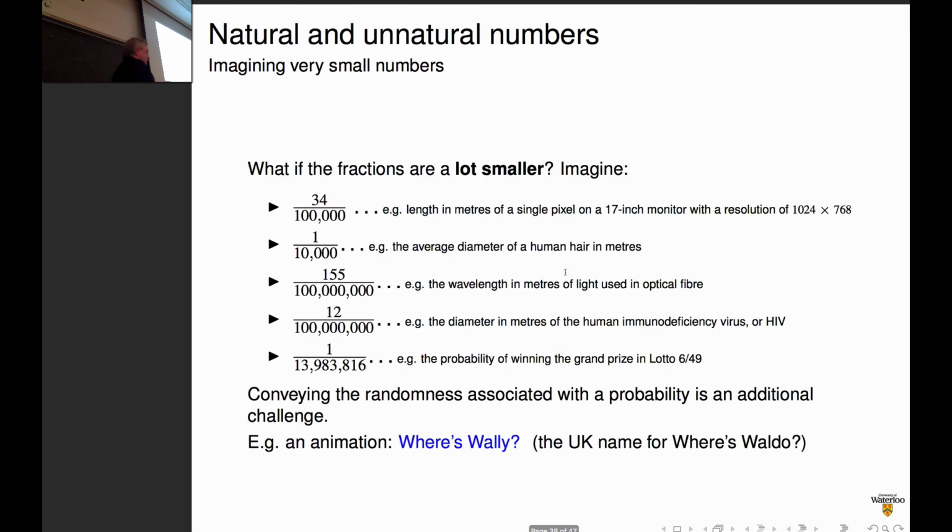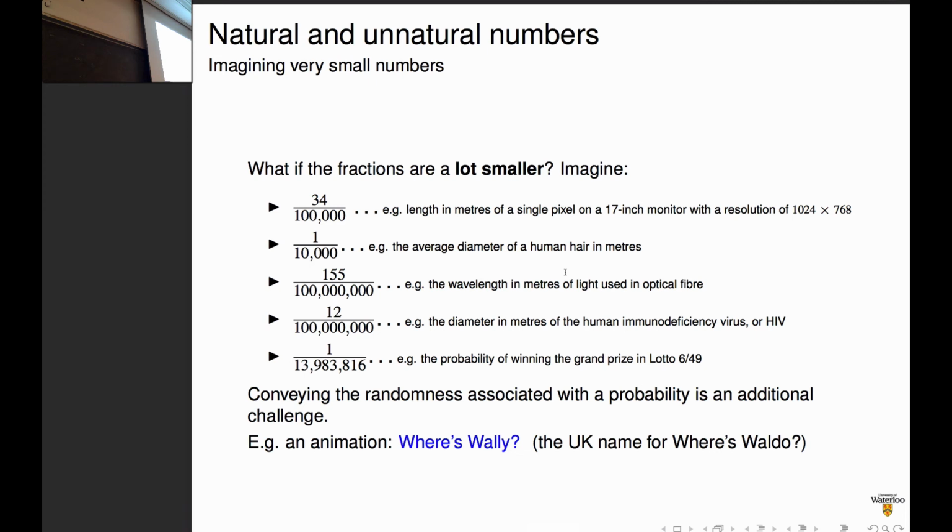So what if the fractions get a lot smaller? A single pixel on a 17-inch monitor with this resolution, this is its length in meters, 34 over 100,000. The average diameter of a human hair, 1/10,000th of a meter, wavelength of light, et cetera.